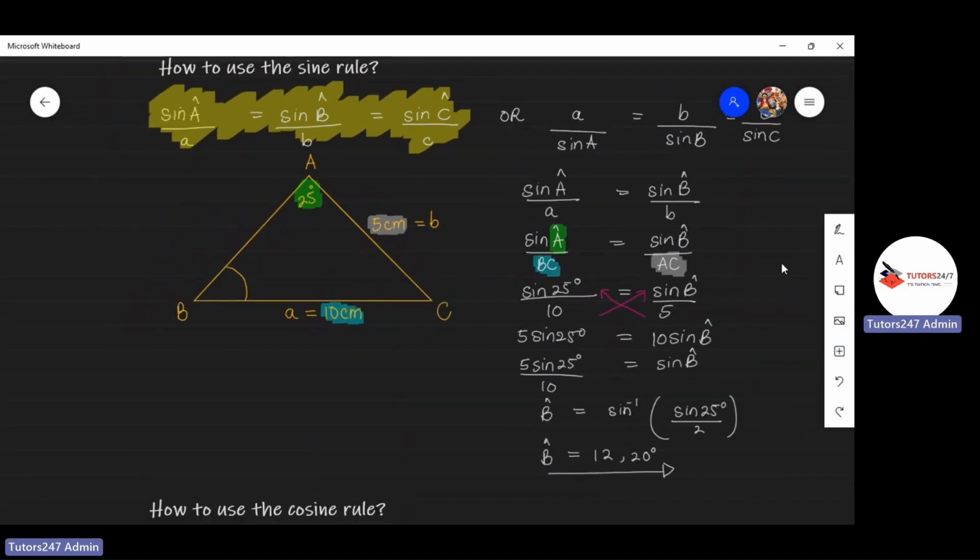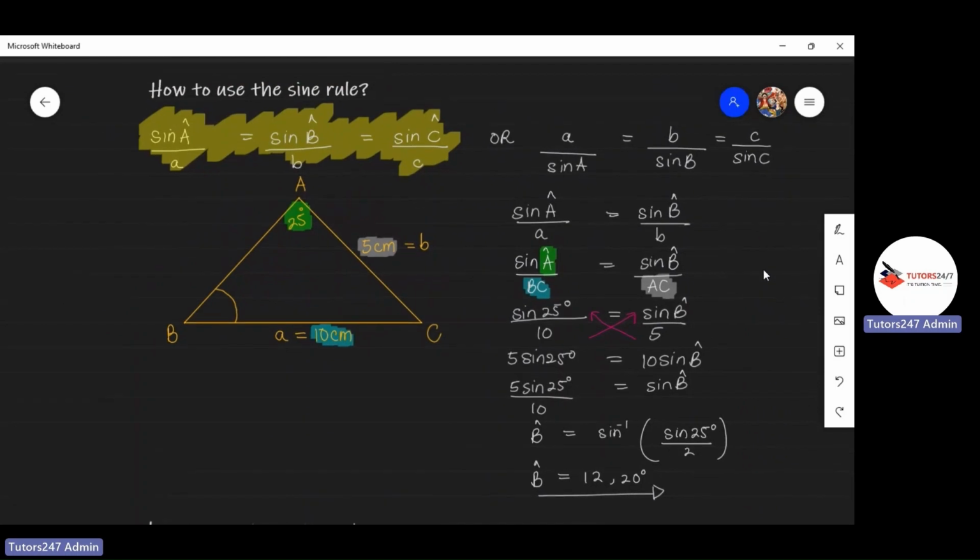Something important to take note of is that whenever we are dealing with our sine rule, and you'll see the same thing will apply to the cos rule, we always look at an angle and the side opposite that angle. We need to try and keep them as pairs, the angle and the side opposite that angle. So let us now move on to our cosine rule.